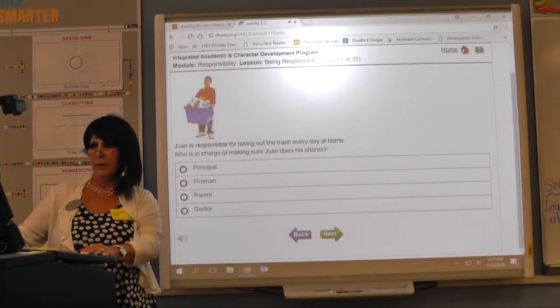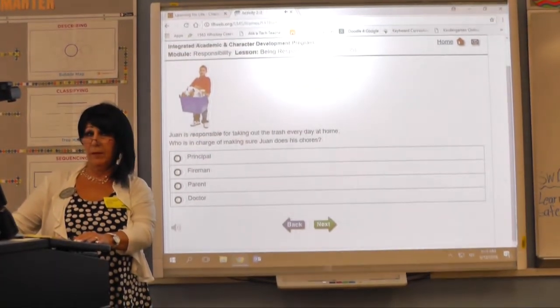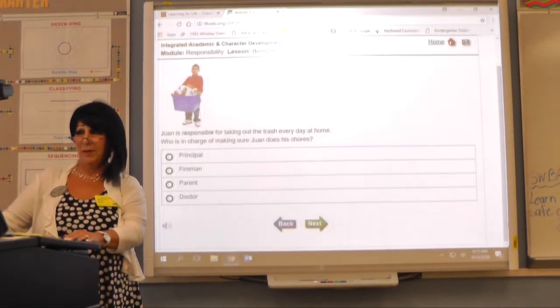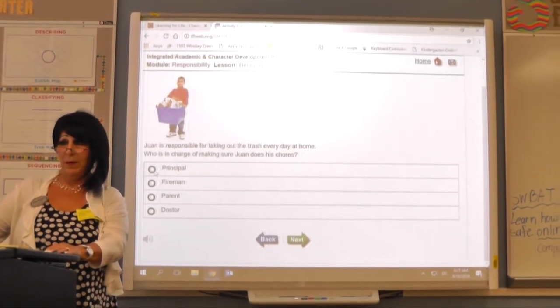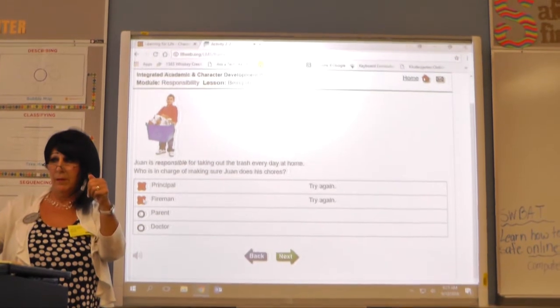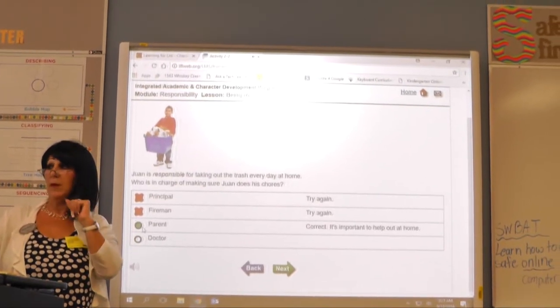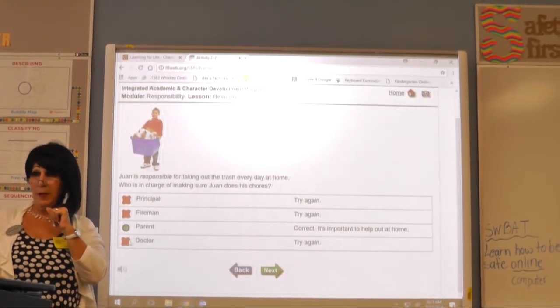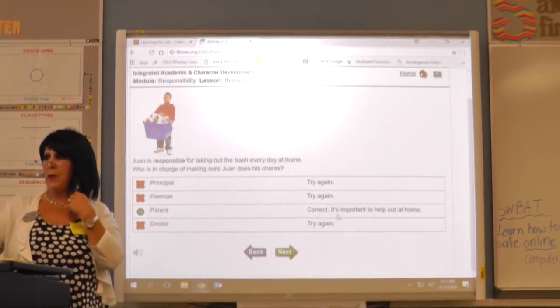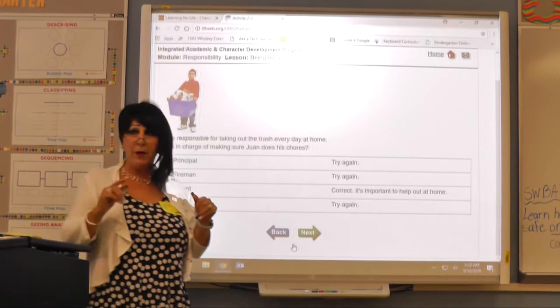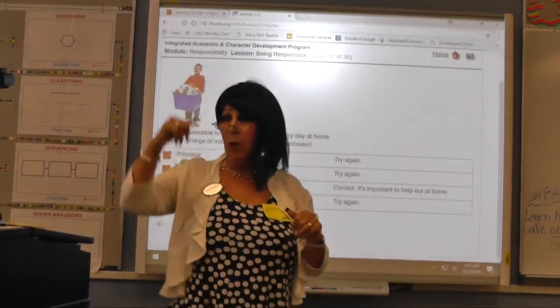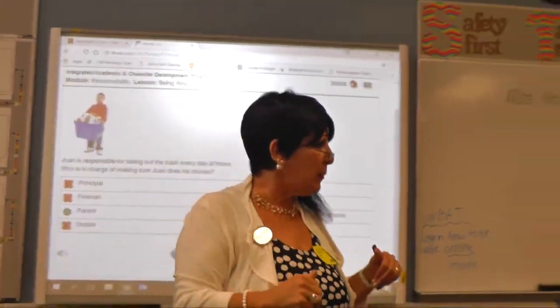Juan is responsible for taking out the trash every day at home. Who is in charge of making sure Juan does his chores? Principal? No. Thumbs up or down? Fireman? No. Parent? Yes. Doctor? So it is the parent. Good job, because it's important to help out at home. How many of you help out at home? By a thumbs up. What do you do at home? What are you responsible for?